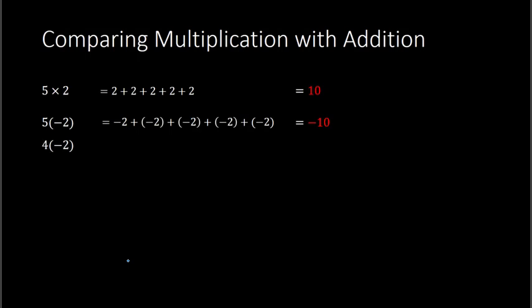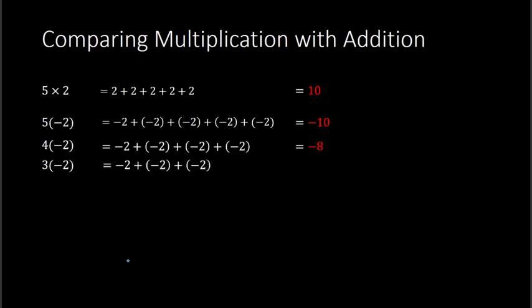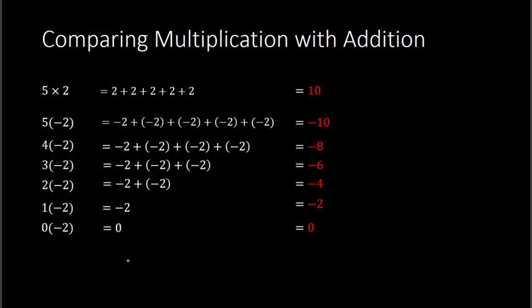So if you had 4 times negative 2, that means you add 4 negative 2's together, which would give me negative 8. 3 times negative 2 would be 3 negative 2's added together, which would give me negative 6. 2 negative 2's would be negative 2 plus negative 2, which would be negative 4. 1 times negative 2 would just be negative 2. And then 0 times negative 2 would simply be 0, because anything times 0 is 0.